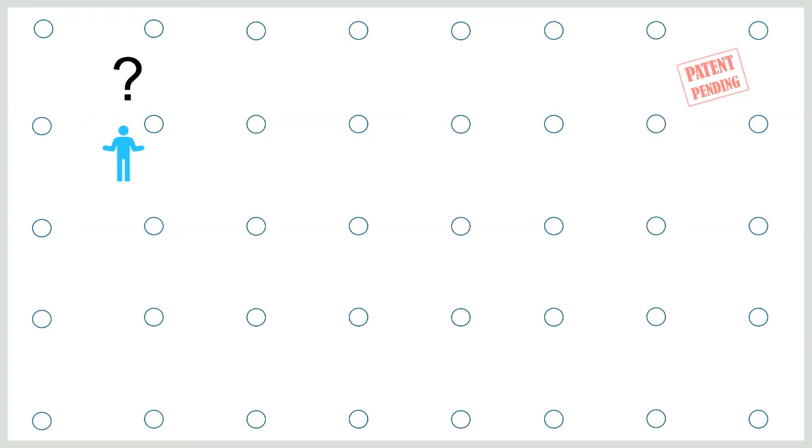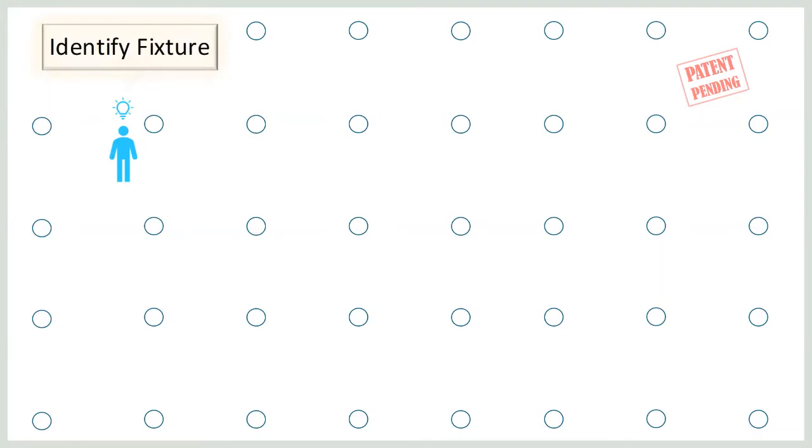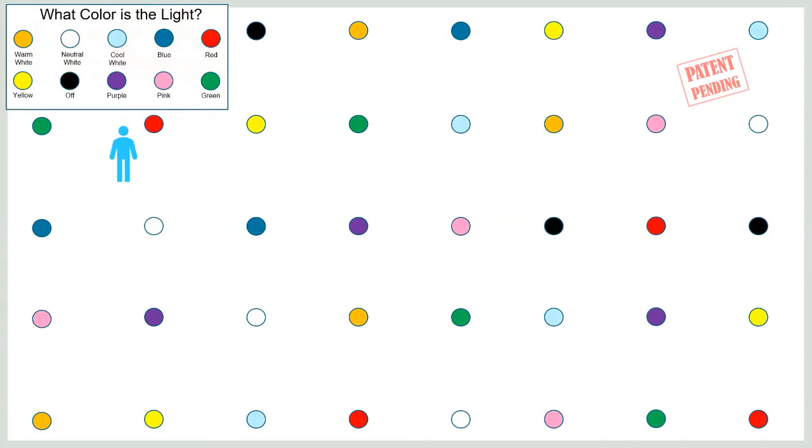Here's how it works. Once the gateway and fixtures have been scanned into the system, click on the Identify Fixture button. All fixtures on the project will turn a different color. Identify the color of the fixture you wish to address. In this case, the fixture above your head is red.